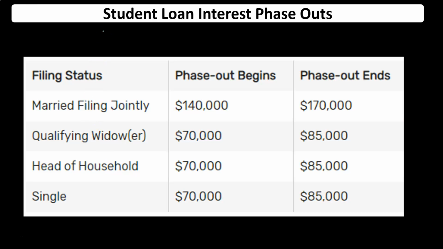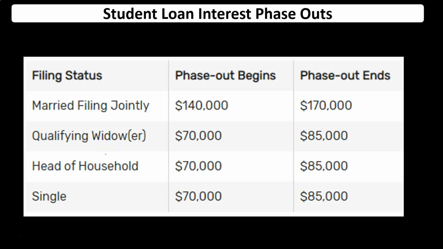So here's going to be the table for the phase-outs. So this is the modified adjusted gross income, basically income limitations, the phase-outs. So filing status, married filing jointly. Phase-out begins at $140,000. So if you're married filing jointly, if you have up to $140,000, then you should get the full amount up to the cap of $2,500 or the lesser of how much you paid. And then it starts to phase out up until you get to $170,000. If you have over $170,000, you're not going to get any benefit from the student loan interest.